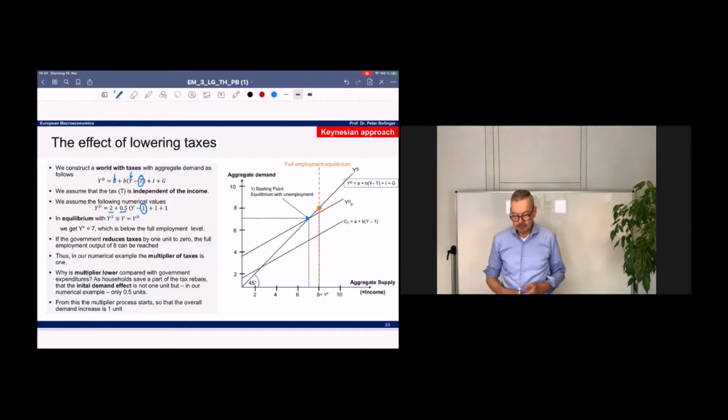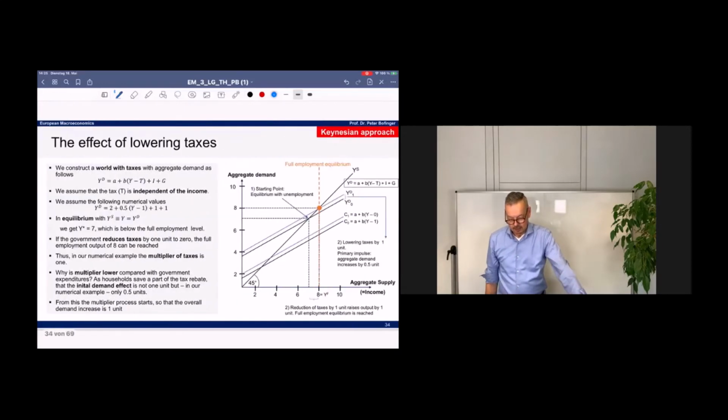Again, this is not equilibrium with full employment. So now it's the task of the government to stimulate the economy, in this case by reducing taxes. As we have assumed, the value of taxes is 1. The only thing that the government can do is reduce this tax, and we assume for simplicity that it just reduces the tax from 1 to 0. And then we can see what's happening.